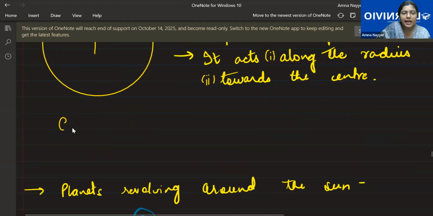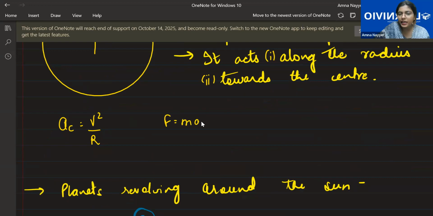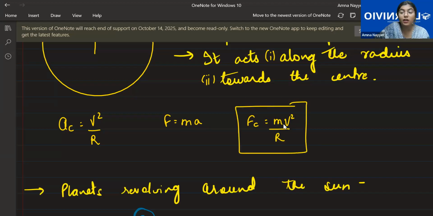See, centripetal acceleration is v square divided by r. Now, F is equal to ma. The formula of centripetal force is quite easy: mv square by r. Formula will be simply mv square by r, which you will use a lot. If I am able to give you an example of electrostatics in class 11th, now imagine how much of this part will be required in your class 12th.